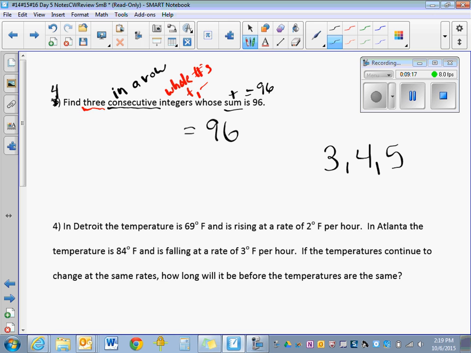So I'm going to have my first number plus my second number plus my third number equals 96. Okay? Well, we don't know what these numbers are, right? When we don't know the value, we usually pick a variable. What variable do you guys want to use?